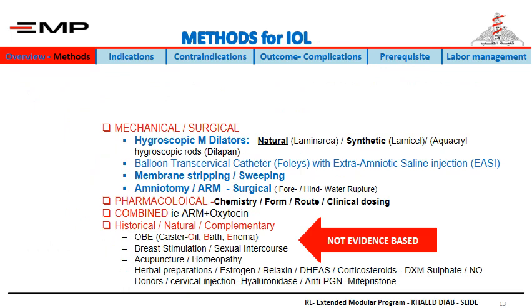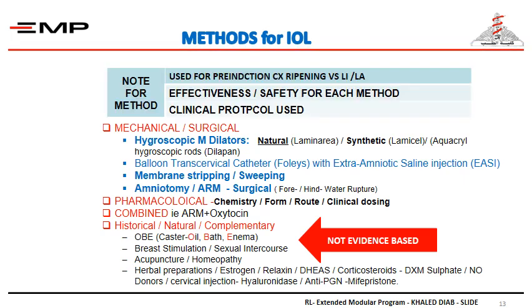The following slide shows various methods for labor induction, mostly mechanical and pharmacological. Historical or natural methods are listed, yet not evidence-based. For each method, the student should know its value, indication, whether it's used for labor induction, labor augmentation, or cervical ripening, its effectiveness and safety, and how it is used. That's to say, clinical protocol.